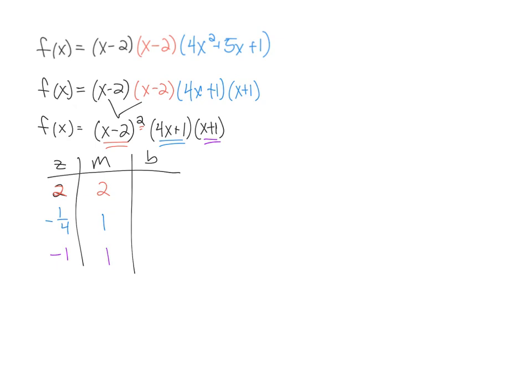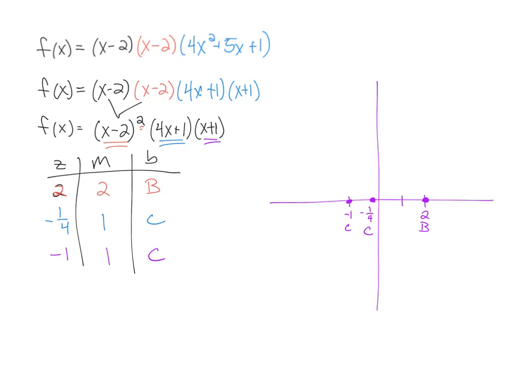The last bit, we need to make sure we have the correct behavior. That will bounce and these will cross. So over here on my handy dandy coordinate plane, I have to find these zeros on the x-axis. So there's 2, and it will bounce at 2. Here's negative 1/4 approximately, and it will cross there. And here's negative 1, and it will cross there.